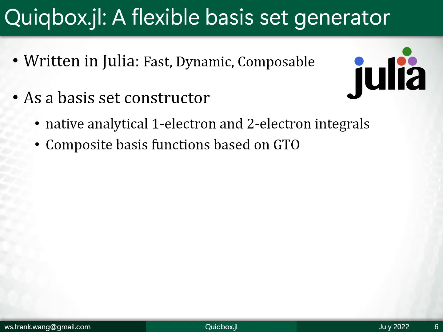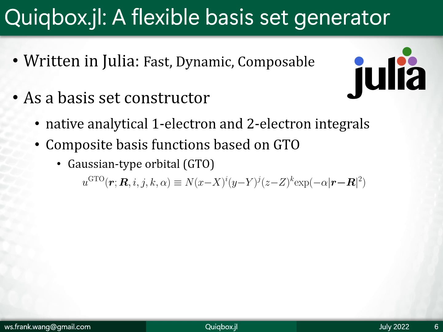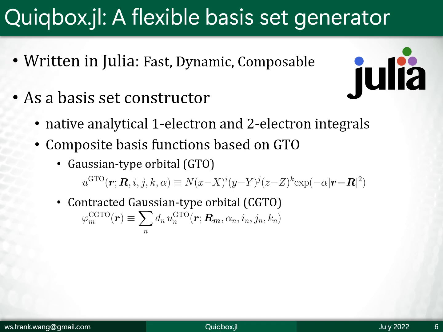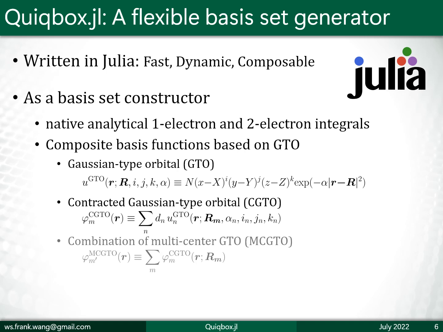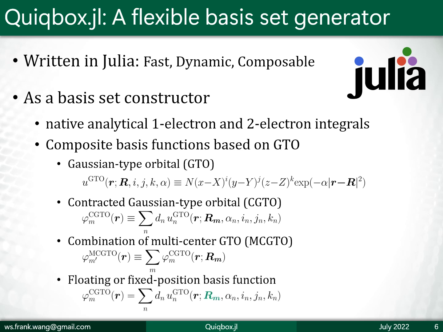Secondly, the basis functions in Quiqbox are composite basis functions based on Gaussian-type orbitals. Normally, when Gaussian-type orbitals are used to form basis functions, multiple concentric Gaussian-type orbitals with different weights are summed together to form a contracted Gaussian-type orbital. And those contracted Gaussian-type orbitals are normally located on the positions of nuclei. However, in Quiqbox, not only can you construct contracted Gaussian-type orbitals, but you can also construct basis functions that are combinations of multi-center Gaussian-type orbitals. Moreover, one can also lift the constraint on the center locations of the basis functions so that floating or fixed position basis functions are also available.